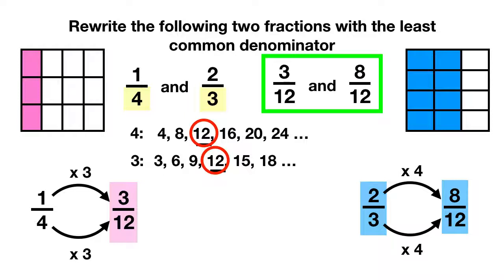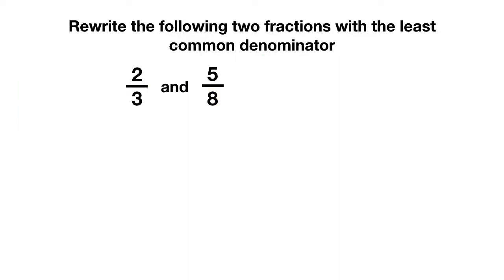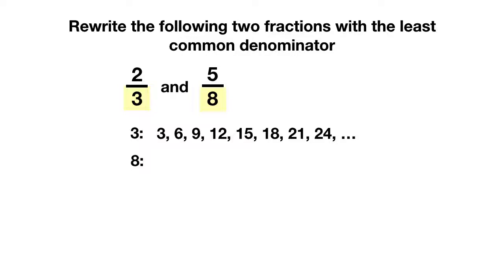Now here's your last problem for this video. Rewrite these two fractions with the least common denominator. Well, in this problem, our denominators were 3 and 8, so we need to skip count by 3 and 8. 3, 6, 9, 12, 15, 18, 21, 24, we could keep going. And for 8, it's 8, 16, 24, 32, again, you could keep going. Now it takes a little while with this one, but you can find the least common multiple is 24.